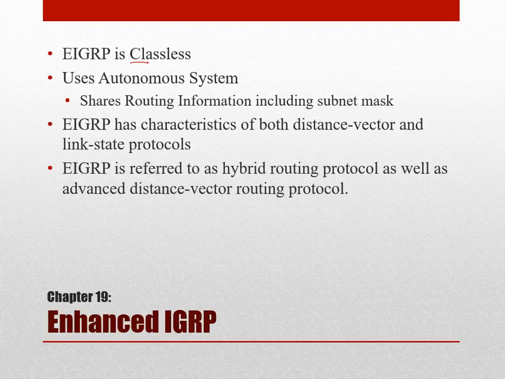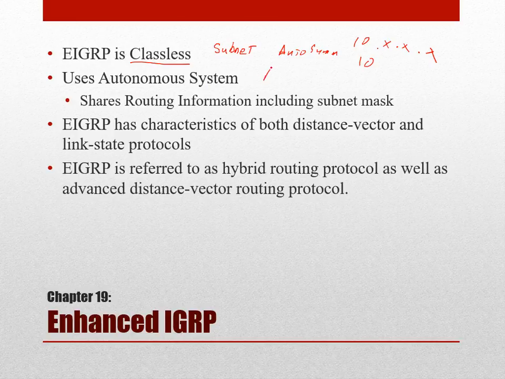EIGRP is classless. That means that we can subnet. But when we say we can subnet, it also does by default, except in Packet Tracer, a thing called auto summary, which means that if we had a bunch of 10 dot something networks with subnet masks, what it will do by default is say, hey, I have the 10 whatever network or the 10 network here. So it does an auto summary, unless we give it the no auto-summary command, and we'll do that in the labs.